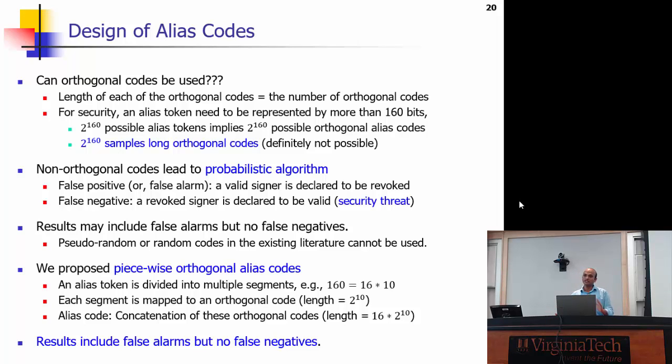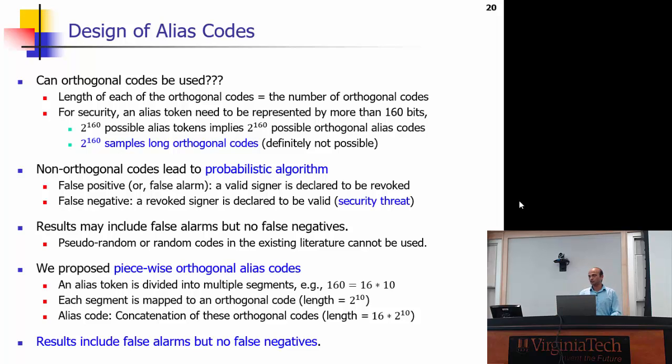So if it is 160 bits long, there are 2 raised to the power 160 possible alias tokens, and therefore you need to have 2 raised to the power 160 possible orthogonal alias codes if you want all the alias codes to be orthogonal to each other. That means you need an orthogonal code of 2 raised to the power 160 samples long, which is definitely not possible, and it is not possible to come up with a technology to store or to process that.